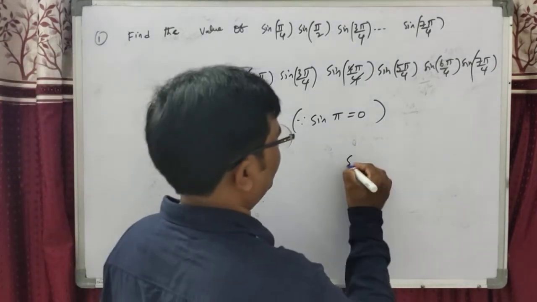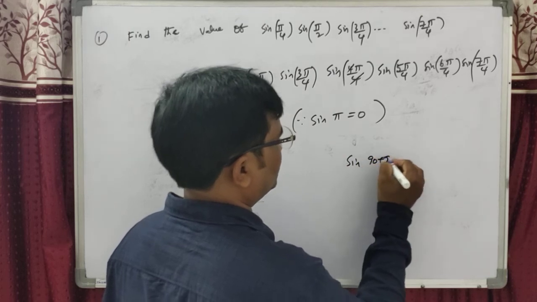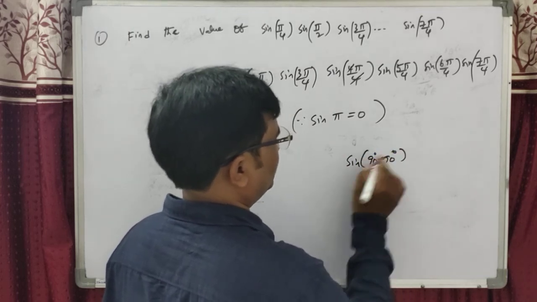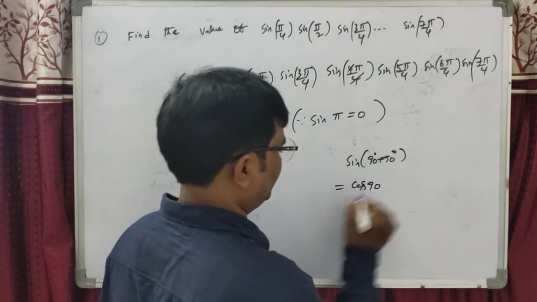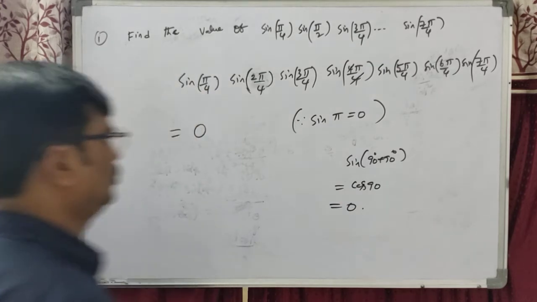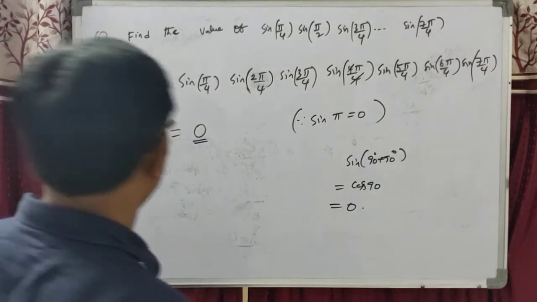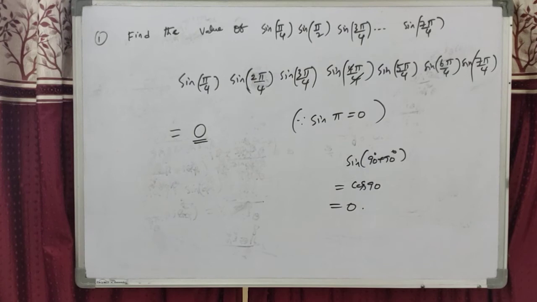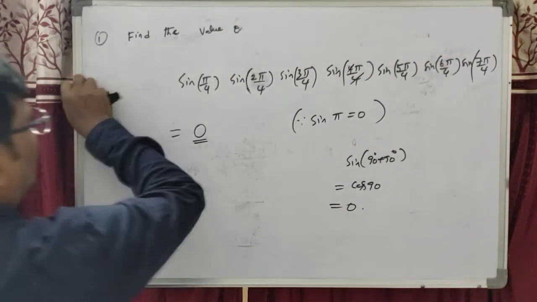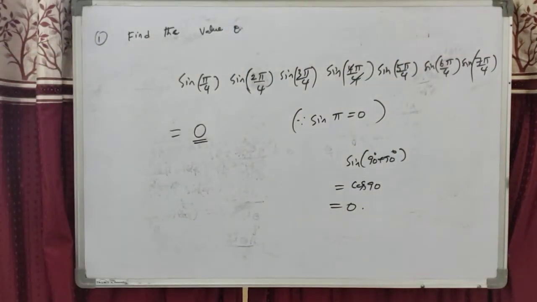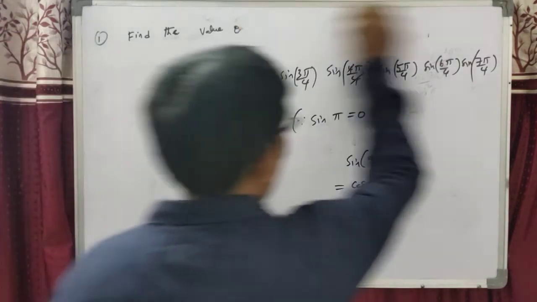Suppose if you don't know, we can write 90 plus 90. In the second quadrant, sine is positive, and cos 90 is 0. Okay students, the complete solution is simply 0. After that, how to find the value of log 1? What is the solution? Log of tan 1.